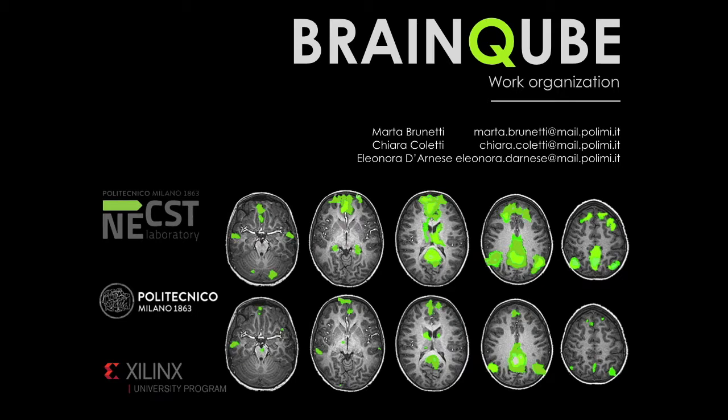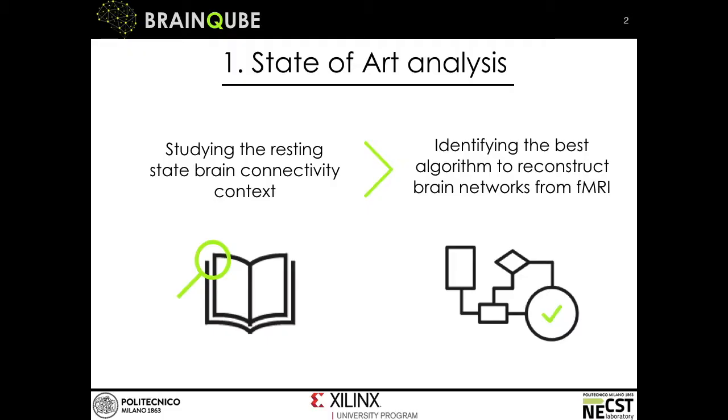Hi, we are Marta, Chiara and Eleonora, three biomedical engineering students from Politecnico di Milano, and we are developing our project BRAINQUBE at NextLab. To every person who missed our first presentation, BRAINQUBE focuses on the neuroscience field, and in particular our goal is to accelerate the analysis of fMRI data that leads to the recognition of resting state brain networks. In this presentation, I'm going to introduce you the work organization.